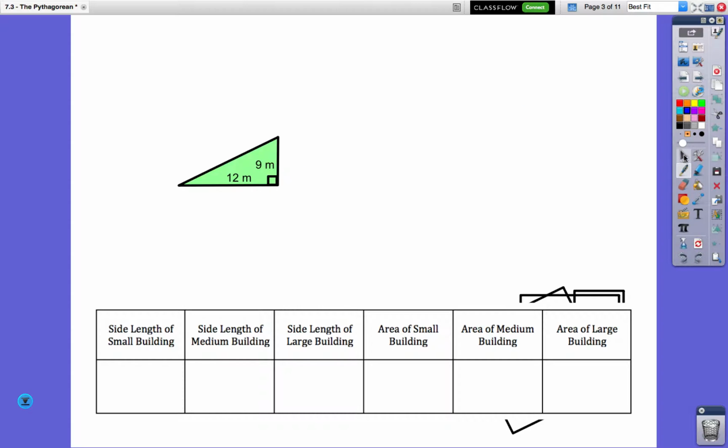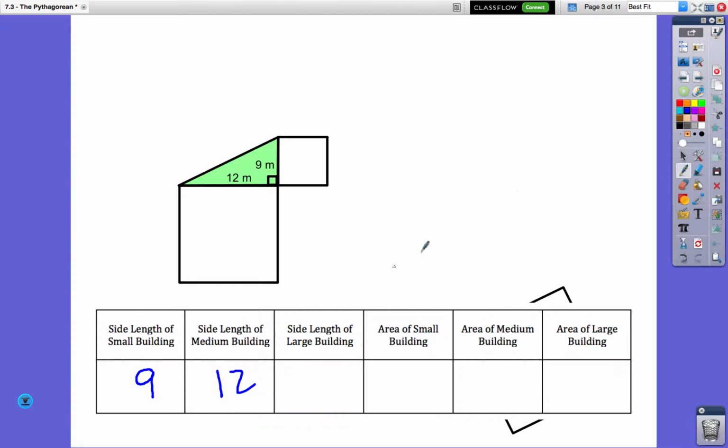If you recall what we talked about in class, we discussed how you would first take the buildings and add them on. So here we get a 9 by 9 building, here a 12 by 12 building. We wanted our buildings to go corner to corner, and that information we could record. Side length of the small building, 9 meters. Side length of the medium building, 12 meters.